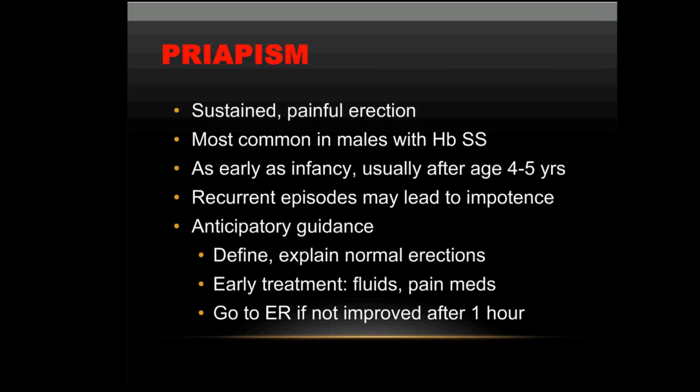With adolescents, they have recurrent or chronic pain. They can have growth or pubertal delay, priapism, and renal disease. And so priapism is a sustained painful erection. It's most common in males that actually have sickle cell disease and a hemoglobin SS, and it can be in infancy, but usually after age 4 to 5. If they have recurrent issues of it, it can cause impotence.